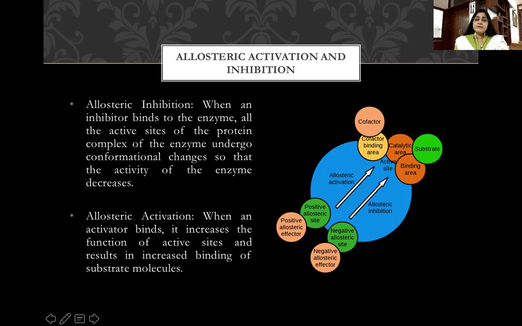While if you take the case of allosteric activation, when an activator binds, it increases the function of the active sites and results in increased binding of the substrate molecule. So you have two completely opposite actions happening for allosteric activation and allosteric inhibition. So in the enzyme itself, we have different binding sites. One is the positive allosteric site, to which the positive allosteric effector can bind. The other one is a negative allosteric site where the negative allosteric effector can bind.